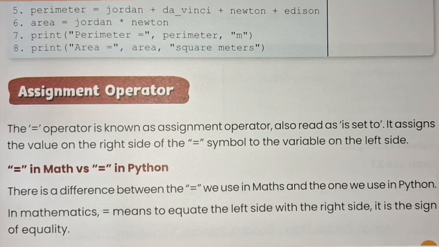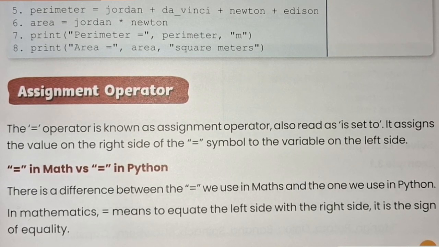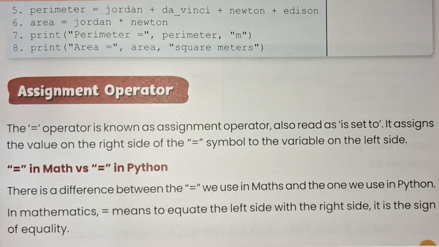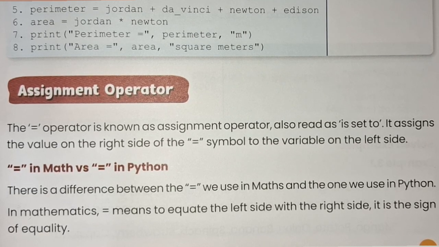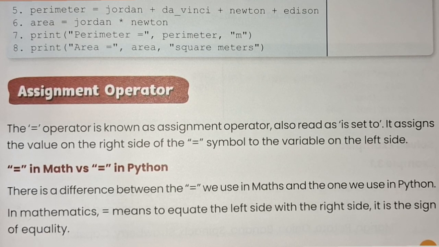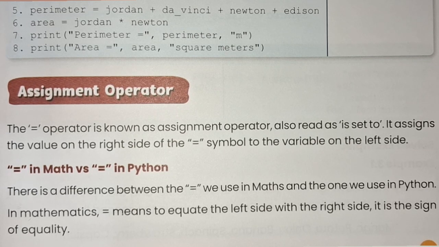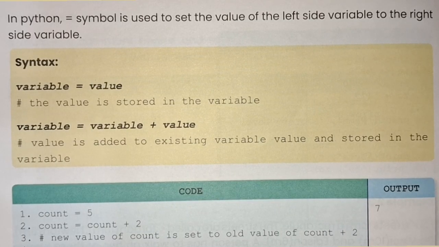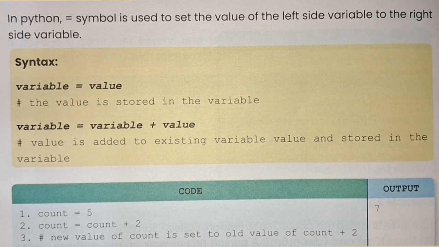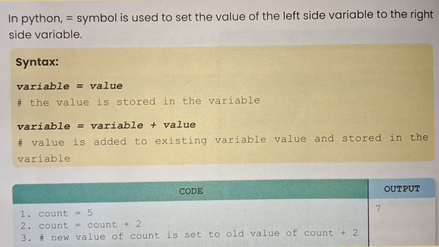Equal to in maths versus equal to in Python. There is a difference between the equal we use in maths and the one we use in Python. In mathematics, equal to means to equate the left side with the right side; it is the sign of equality. In Python, the equal symbol is used to set the value of the left side variable to the right side value.